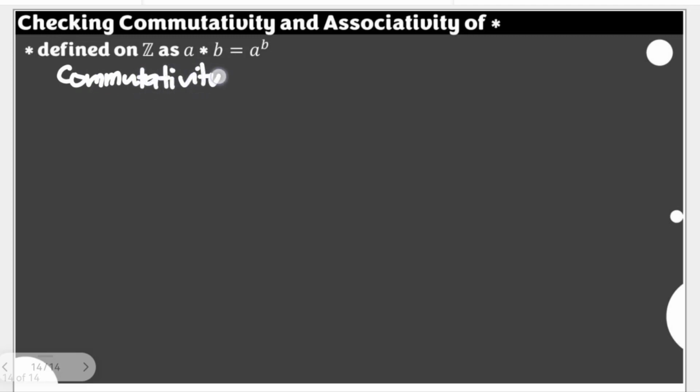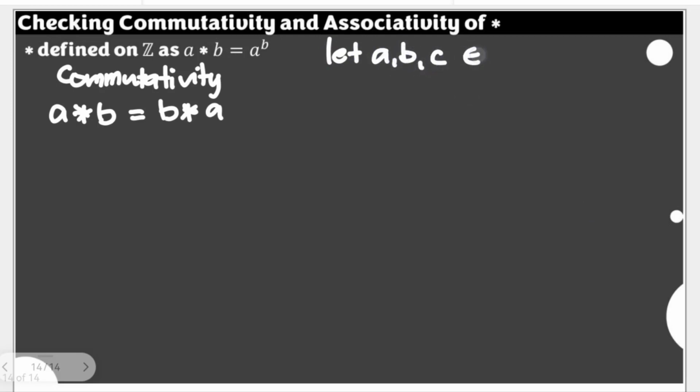For commutativity to hold, we need to establish that A star B is equal to B star A for all A and B elements of the set Z, which is a set of positive integers. Of course, let A, B, and C be elements of Z. I'm adding C because we'll be using that for associativity later. So we're going to establish it like this.